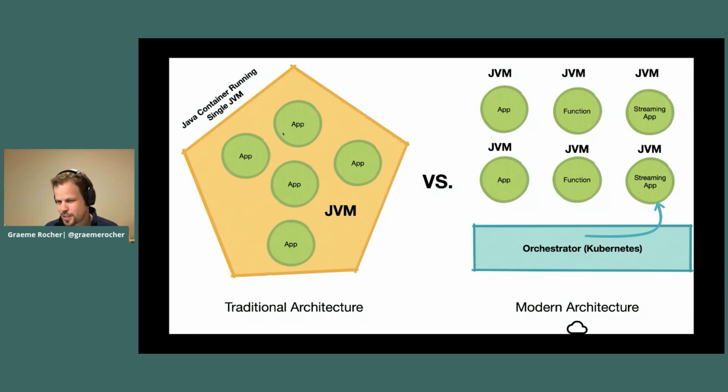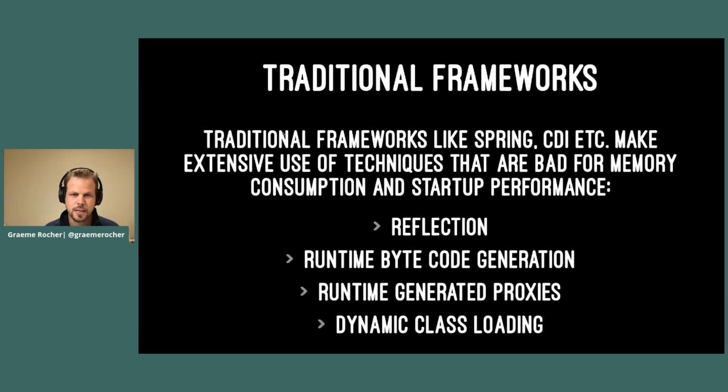Switching over to how applications are being deployed going forward in the future and in the cloud, you have this diagram, which hopefully illustrates that. You have your containerized deployment model, where each application is running inside a container orchestrated by Kubernetes and so forth. This is your typical cloud architecture nowadays. Traditional frameworks such as Spring and so forth make extensive use of techniques that are not great in terms of memory consumption and startup performance in the cloud. Things like reflection, runtime bytecode generation, runtime generated proxies, dynamic class loading, and so forth.